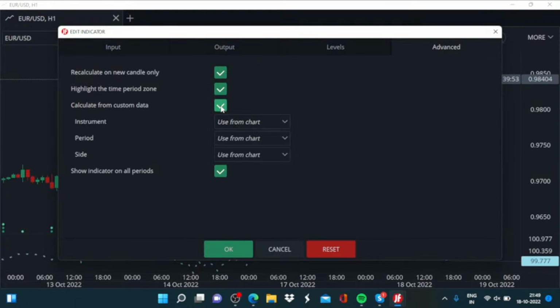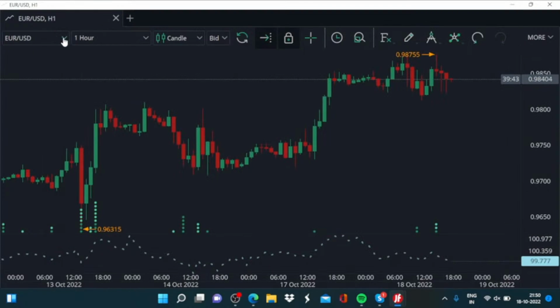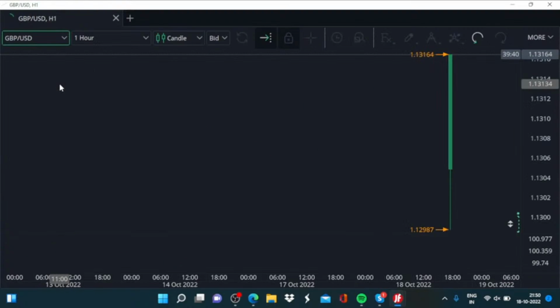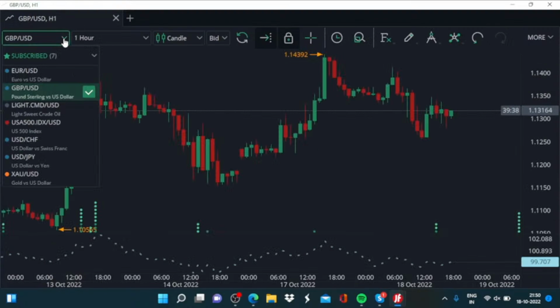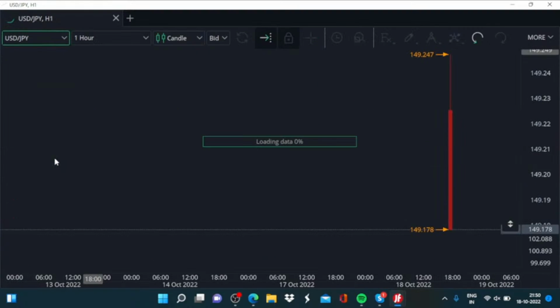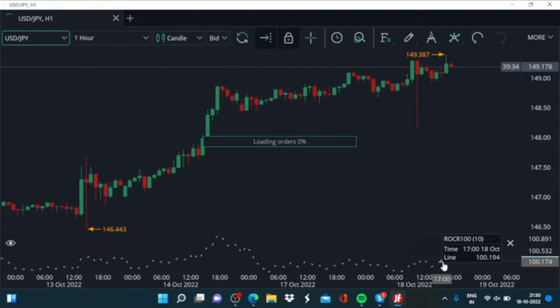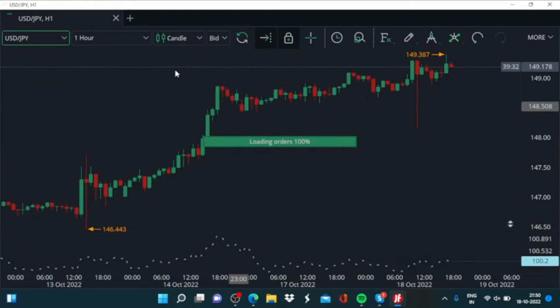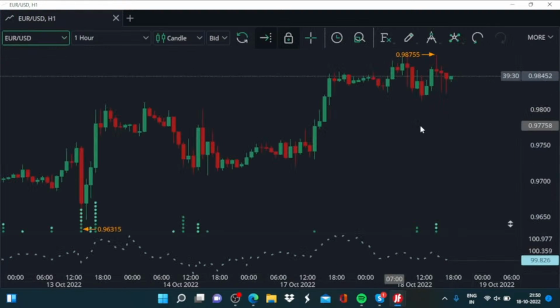Calculate from the custom data, further customization can be done. You can use the instrument from the chart. In that case, whichever instrument you use on the chart, for that instrument, this indicator will be plotted. Suppose if I change to say GBP USD or any other instrument, I will have this output defined for this new instrument. Now I will revert it back to Euro USD.